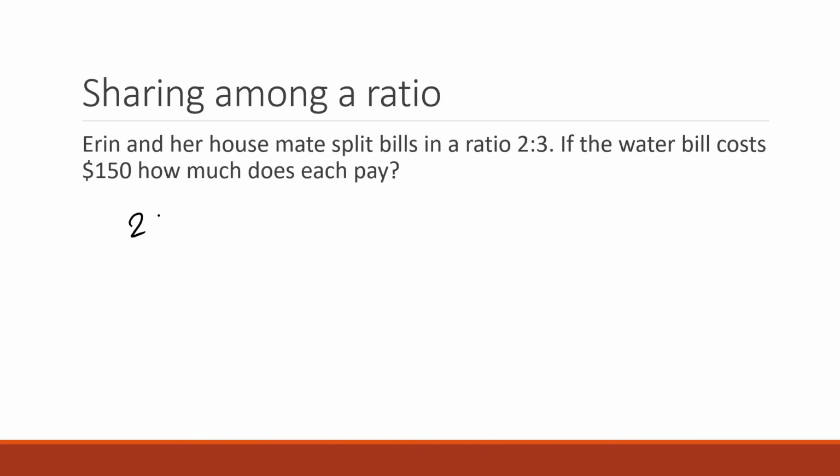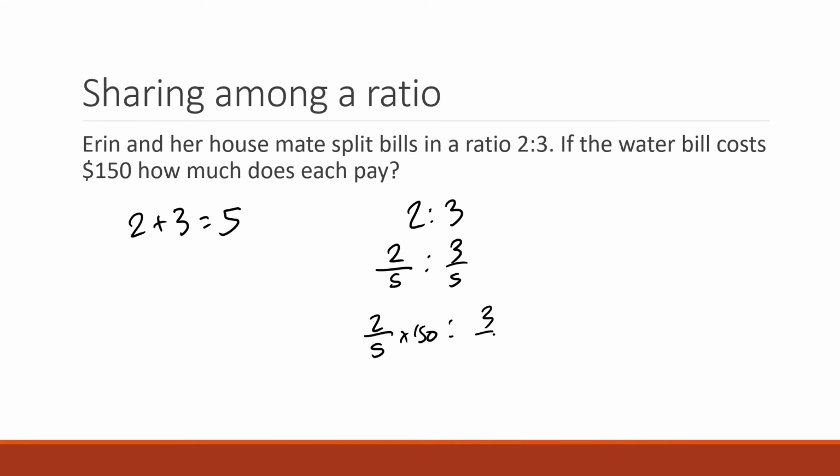Well, easy, you go 2 + 3 = 5. That means the ratio of 2:3 becomes 2/5 and 3/5. Same ratio, haven't done anything, just divided both sides by 5. Now I'm going to multiply both sides by 150. 2/5 times 150 is going to give me $60 here and $90 here.